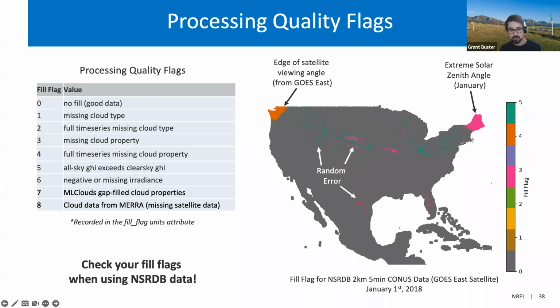Then there are the processing quality flags. Things go wrong all the time. In the satellites, for example, I mentioned this gap fill thing where we're missing cloud properties. There will be random times where the satellite just doesn't return valid data. If there are extreme viewing angles or extreme solar zenith angles, the satellite can't return proper data, or our models can't predict valid cloud properties. So we have these processing quality flags that you see on the left.